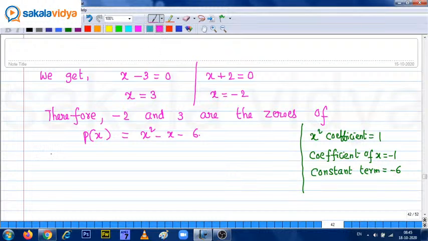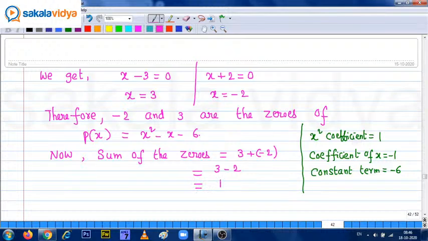Now we need to find the sum of the zeros. You can say alpha plus beta also, no problem, directly find out. 3 plus of minus 2, you will get 3 minus 2, whose value is 1. But we need to write this in terms of the coefficient of x and the x square coefficient. This can be written as minus of minus 1 upon 1. See, this minus 1 refers to the coefficient of x, and 1 refers to the coefficient of x square. So this can be written as minus coefficient of x upon coefficient of x square.